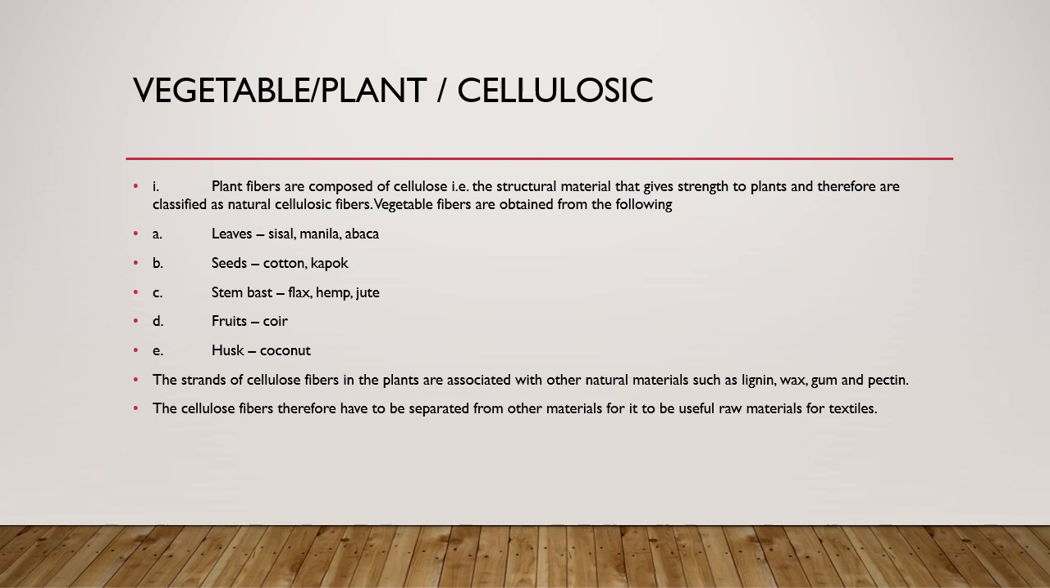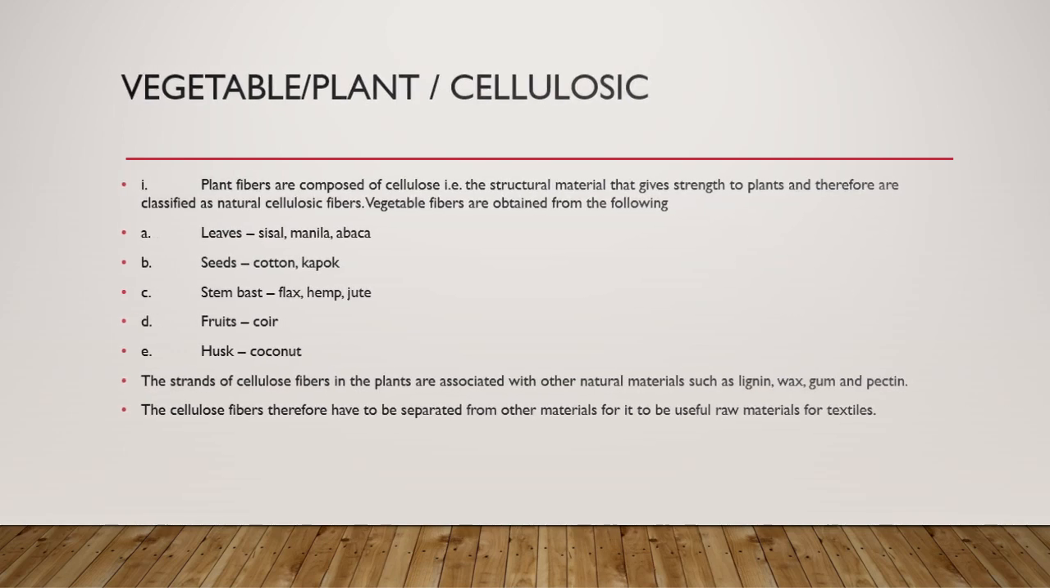The strands of cellulose fibers in plants are associated with other natural materials such as lignin, wax, gum, and pectin. Therefore, cellulose fibers have to be separated from other materials for them to be useful raw materials for textiles that will be used in making various fabrics.